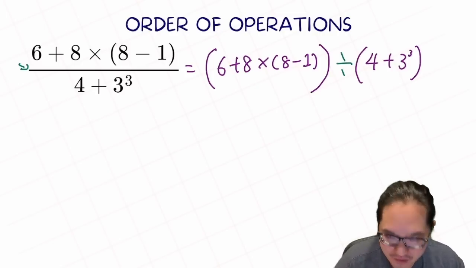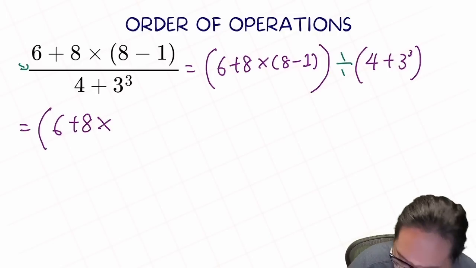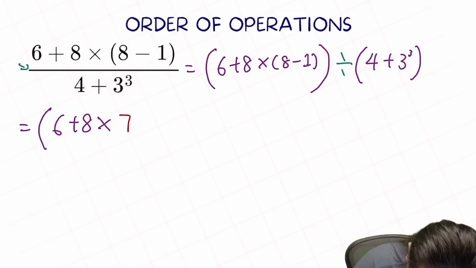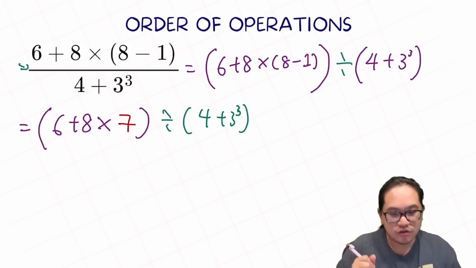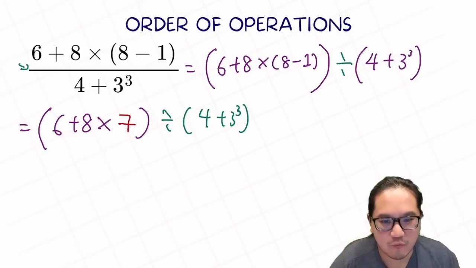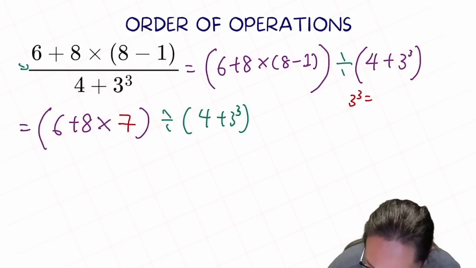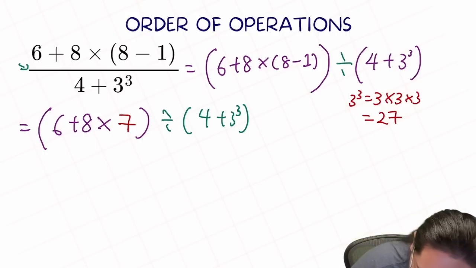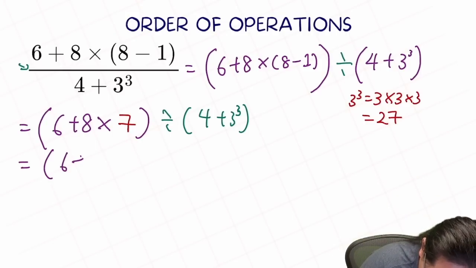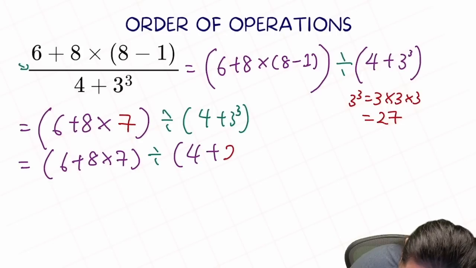The next step is parenthesis. So let's drag everything down. Big old parenthesis, 6 plus 8 multiplied by 8 minus 1. We know that that is equal to 7. This divided still is the same. Divided 4 plus 3 cubed. Now, next we need to do is exponent. We only have one exponent here. It's this 3 cubed. So we know that 3 cubed is equal to 3 times itself 3 times, equal to 27. So let's rewrite this equation, right? So we got 6 plus 8 times 7 divided by 4 plus 27.